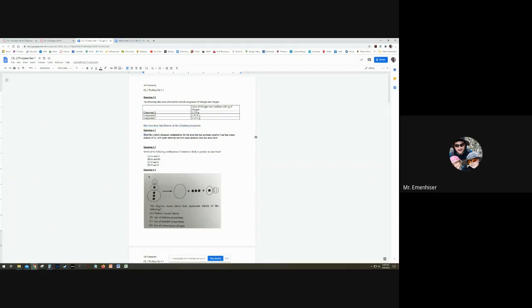Write the symbol for the atom that has atomic number 9 and a mass number of 19. So we talked a lot about how to write the chemical configuration for an element. All right, so that one shouldn't be too bad. Which of the following combinations of elements is likely to produce an ionic bond? That's going to be one where it's a metal and a non-metal. So try to find one where it's a metal and a non-metal, and they will form an ionic bond.